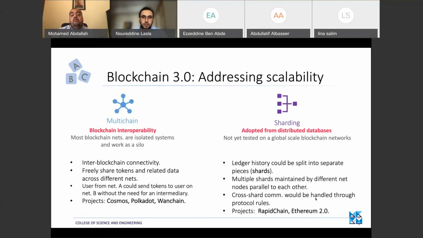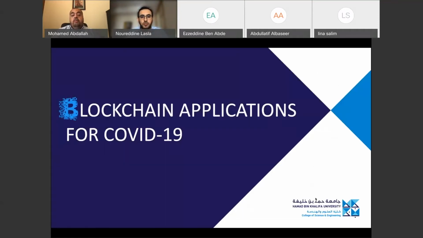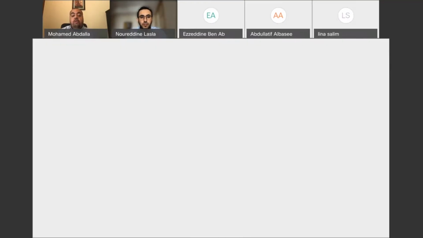So the main idea of blockchain 3.0 is, rather than having everything on the blockchain, to try to create different chains, create interconnectivity with each other, and make sure it's secure. So this is an overview of the blockchain.